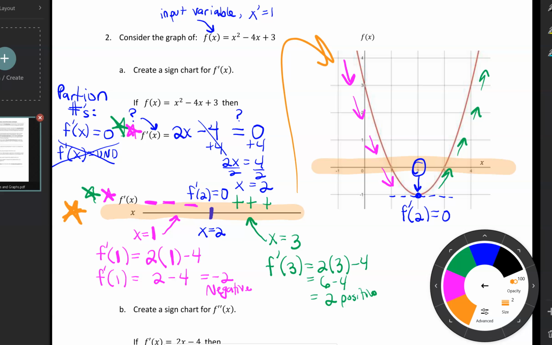And Desmos is not allowed on test 3, just heads up. No Desmos on test 3. On the homework, you can use Desmos to check yourself, to help you learn, but you cannot use it on test 3.